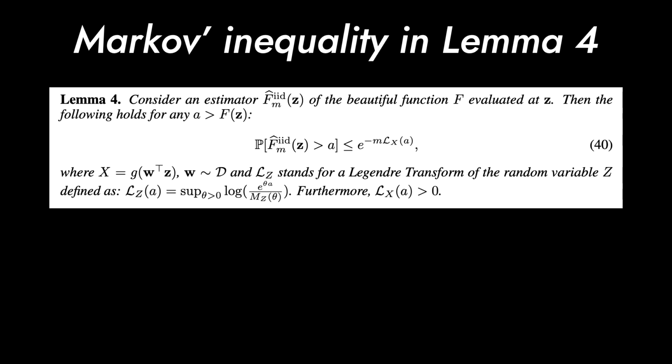Now we need Lemma 4 to proceed. It prepares an inequality that a tail probability is less than or equal to an exponential function with a function of the variables m, x, and a.